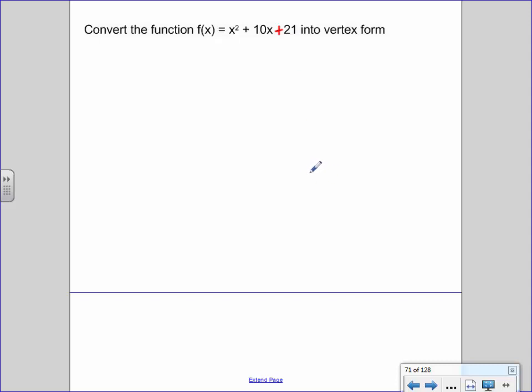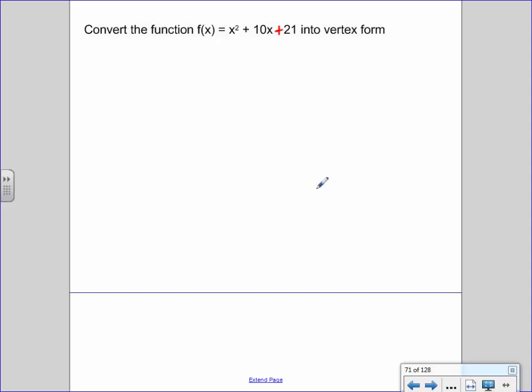Do I know the y-intercept of this graph? It's 21. Do I know the x-intercepts of this graph? I just did it on the previous slide. I think they were minus 3 and minus 7. But do I know where the vertex is? Well, not yet. So what I'd like to do here is show you how to get this into vertex form. And experience has taught me as a teacher, the best way for me to do this, put your pencils down. Okay. Watch me do it once.